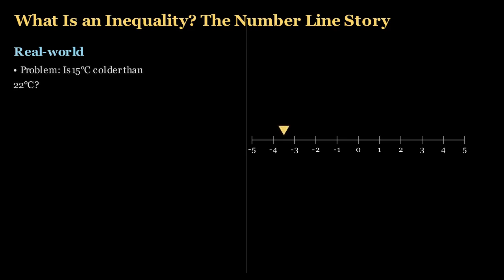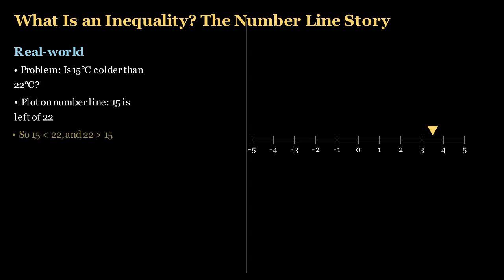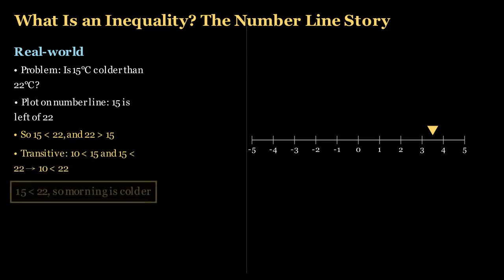Now let's use the transitive property. If the night temperature was 10 degrees, we know 10 is less than 15, and we already have 15 is less than 22. So by the chain rule, 10 must be less than 22. The number line confirms it: 10 is left of 22. This same method works for any numbers. Plot them, and the left-right order tells you the inequality.